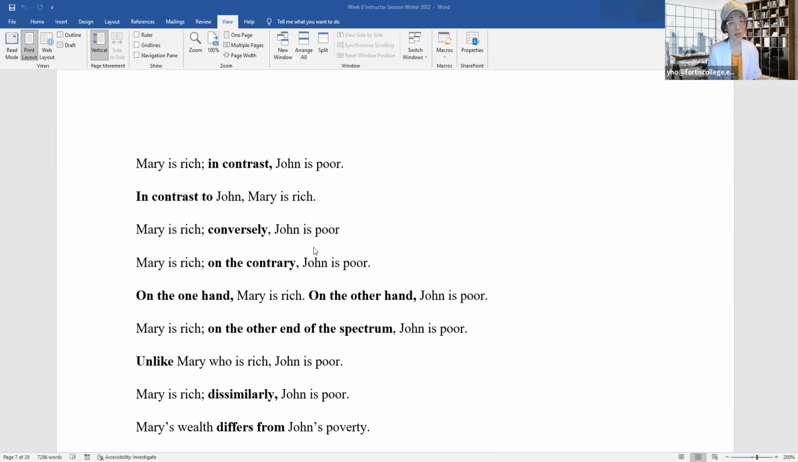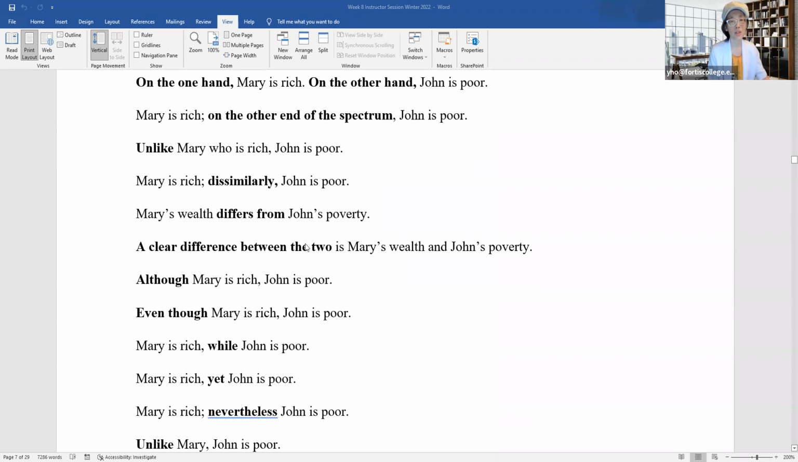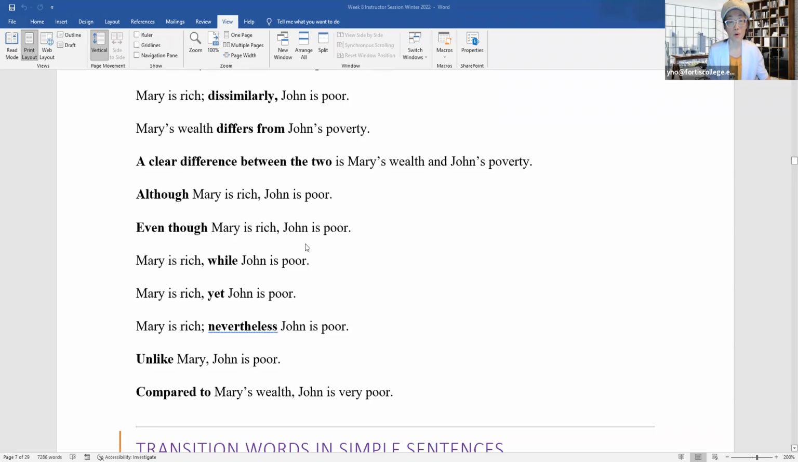John is poor. Unlike Mary, who is rich, John is poor. Mary is rich, dissimilarly, John is poor. Mary's wealth differs from John's poverty. A clear difference between John and Mary is that Mary is rich while John is poor. Although Mary is rich, John is poor. Even though Mary is rich, John is poor. So Mary is rich while John is poor. Mary is rich, yet John is poor.